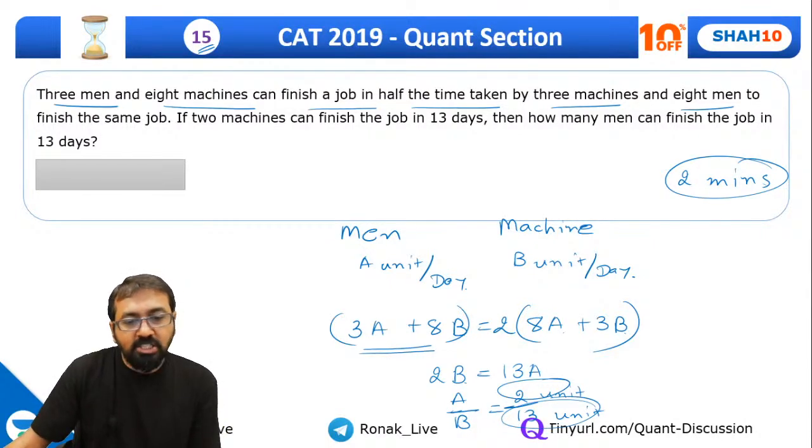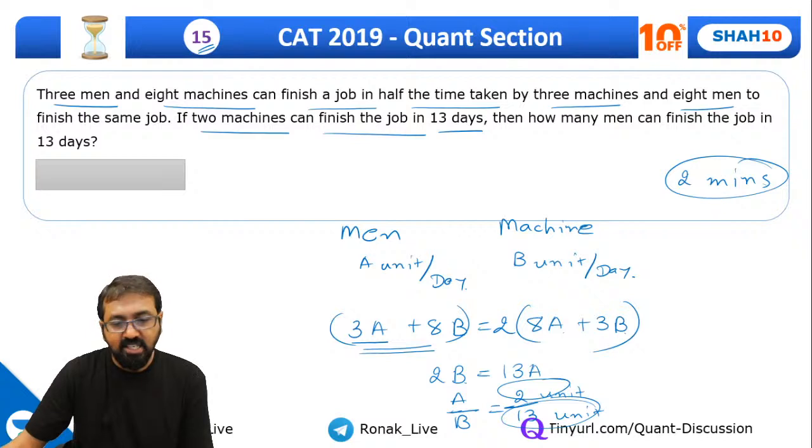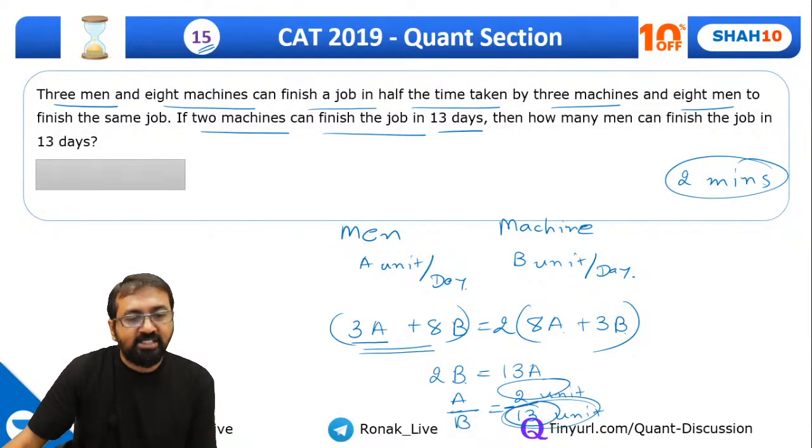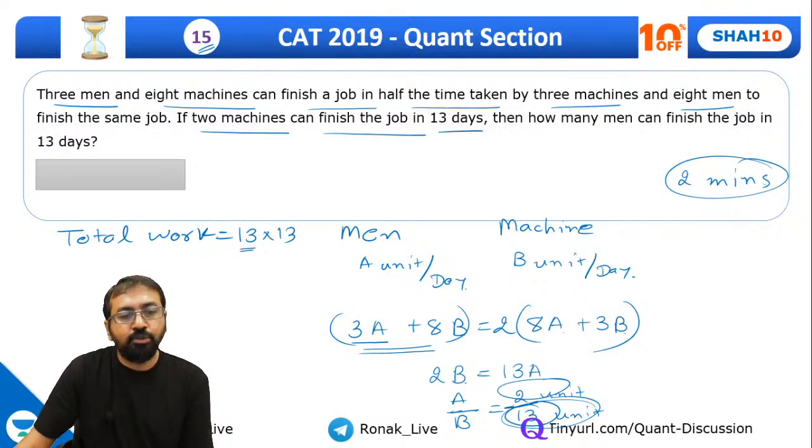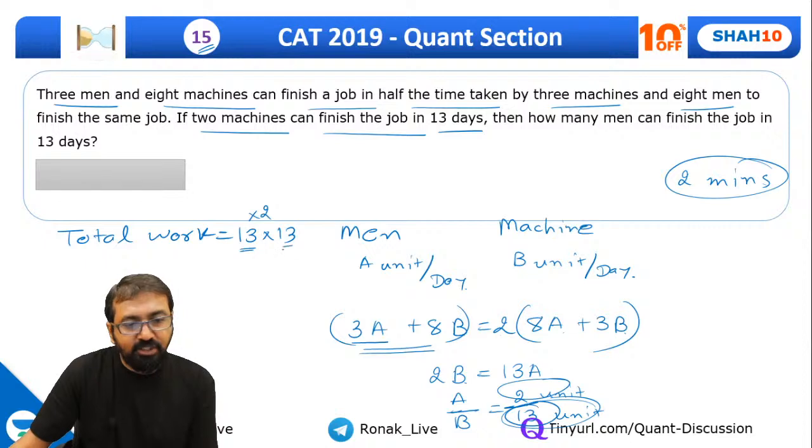Okay, now how much time was it taking for 3 men? What was the total work? Here it is written, 2 machines can finish the job in 13 days. In one day, how much work is done by 1 machine? 13 unit. So can I say total work is equal to 13 into 13. One machine does 13 units work. So 2 machines will do 13 into 2 units work and they finish it in 13 days. So this is the total work. 26 into 13 units is the work.